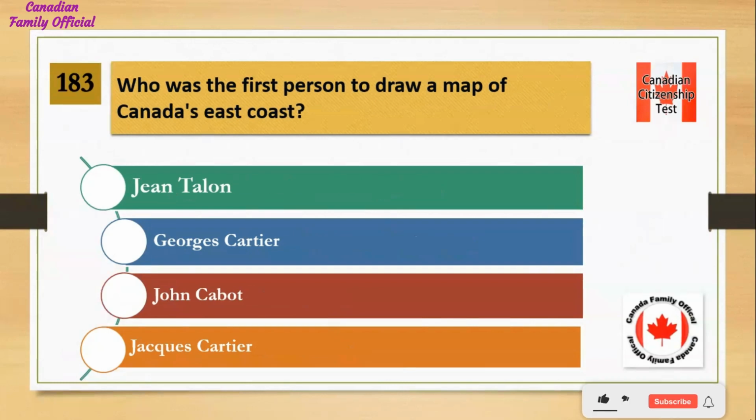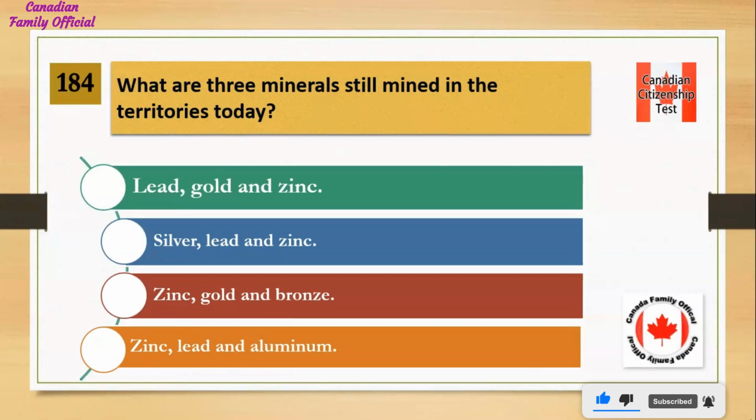Who was the first person to draw a map of Canada's east coast? Number 1, Jean Talon. Number 2, Georges Cartier. Number 3, John Cabot. Number 4, Jacques Cartier. And the answer is John Cabot.